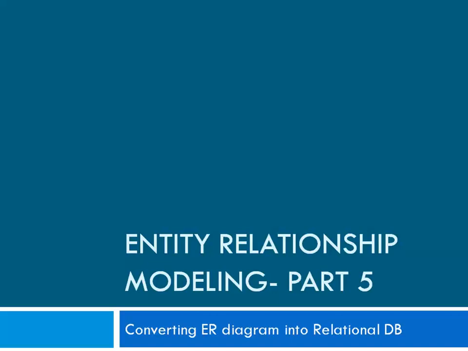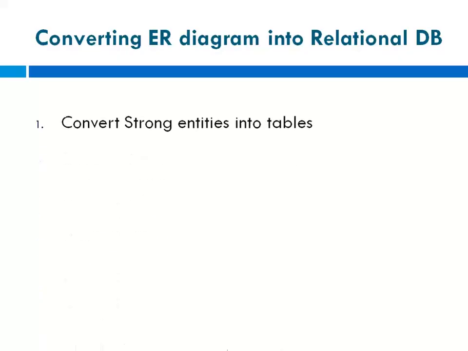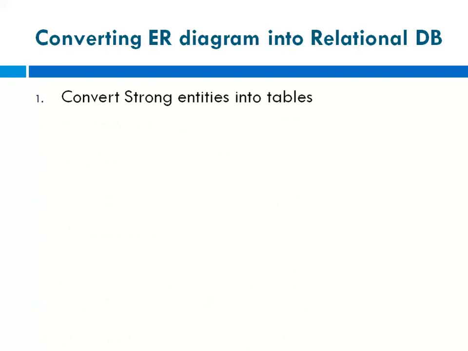In part 5 of entity relationship modeling, we will discuss how to convert an ER diagram into a relational database. You have to follow these 6 steps to convert an ER diagram into a relational database. First step is convert the strong entities into tables.